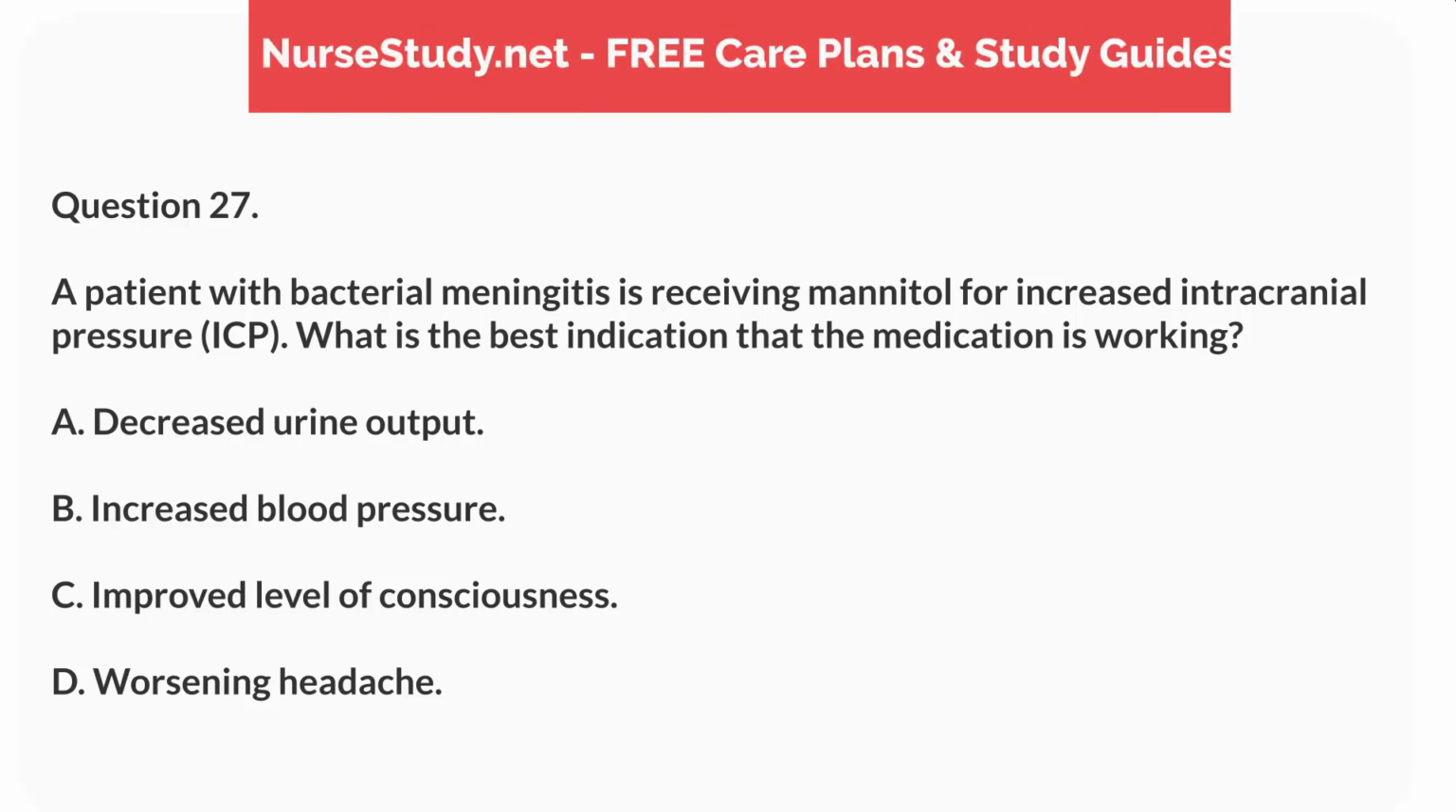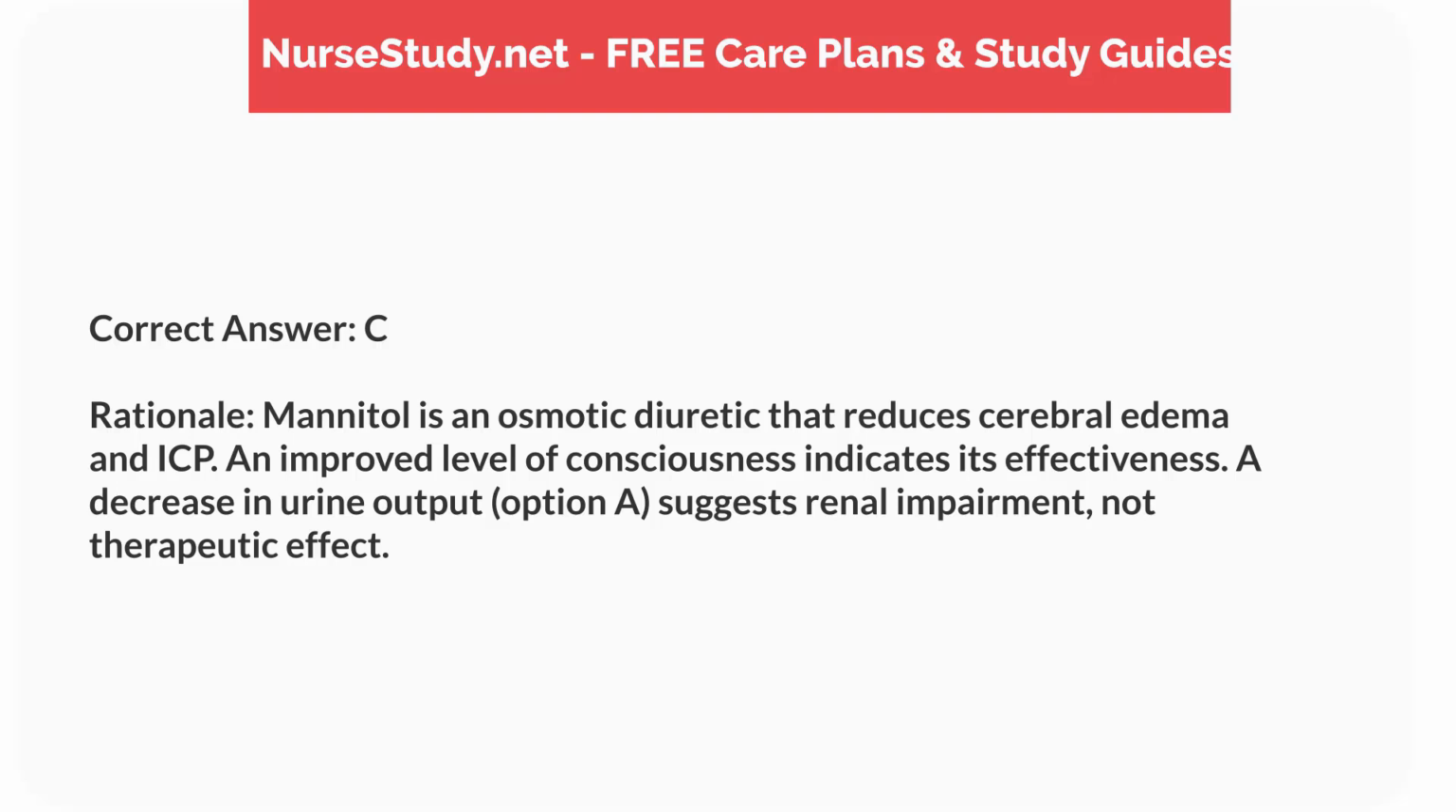Question 27. A patient with bacterial meningitis is receiving mannitol for increased intracranial pressure, ICP. What is the best indication that the medication is working? A. Decreased urine output. B. Increased blood pressure. C. Improved level of consciousness. D. Worsening headache. Correct answer, C.